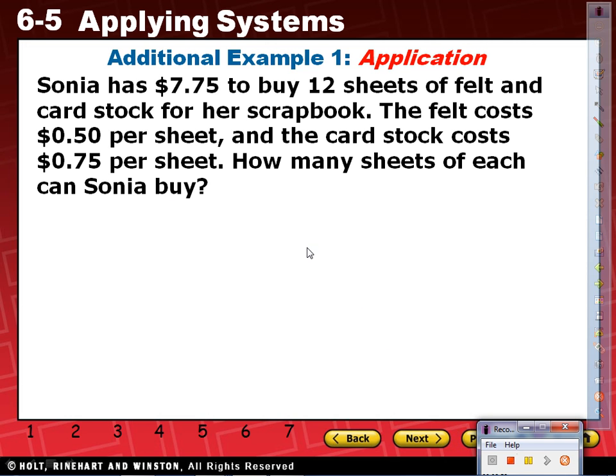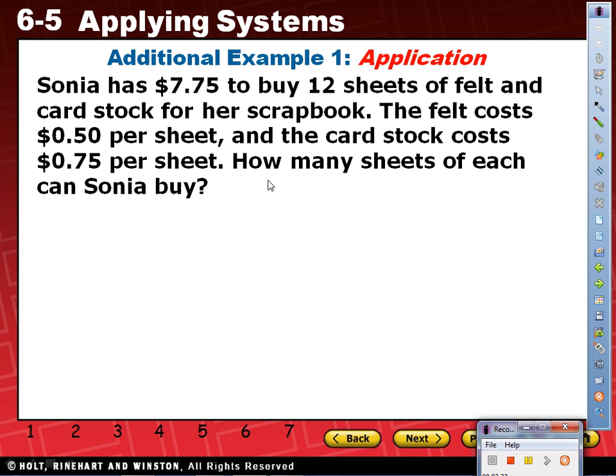Let me read it again. Sonia has $7.75 to buy 12 sheets of felt and cardstock for her scrapbook. The felt costs 50 cents per sheet, and the cardstock costs 75 cents per sheet. How many sheets of each can Sonia buy? Copy that, and then we'll go over the process.